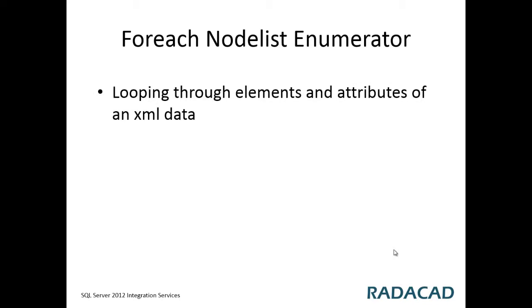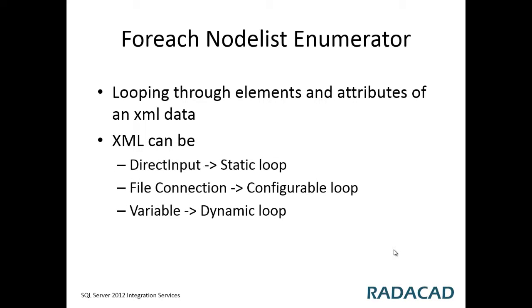Nodelist Enumerator provides the ability to loop through elements and attributes of XML data. For example, if you consider an XML, it contains elements and attributes, so this provides the ability to loop through those elements and attributes with an XPath query. I will talk about that in the next slide. And the input XML can be in three different types.